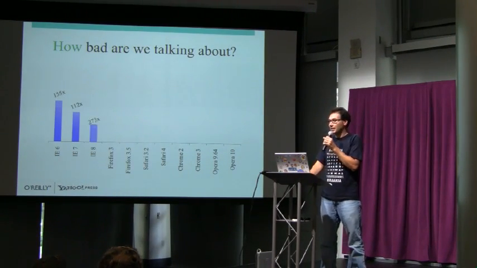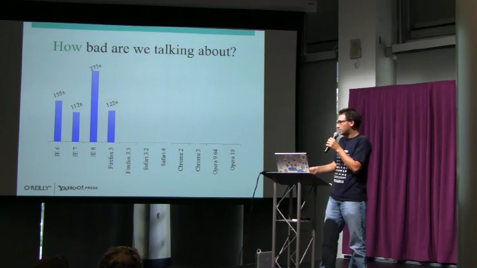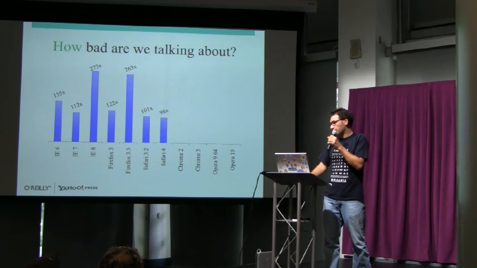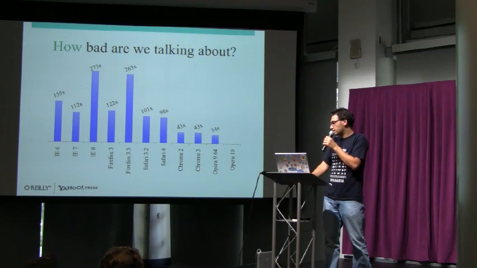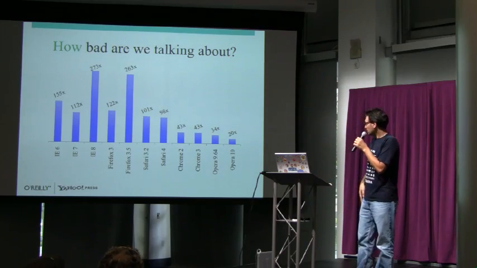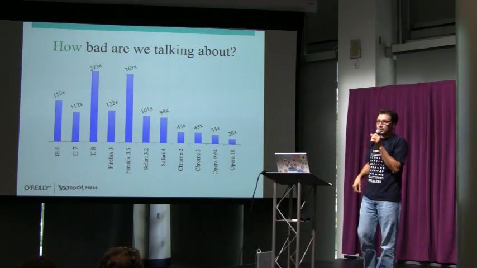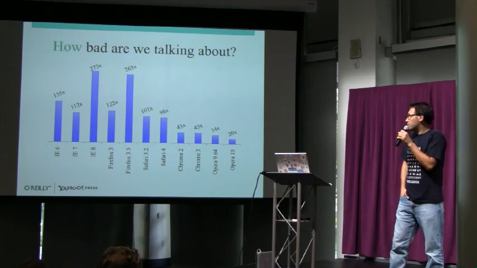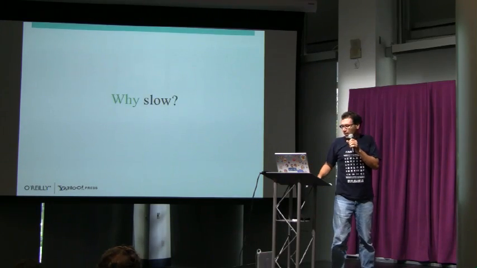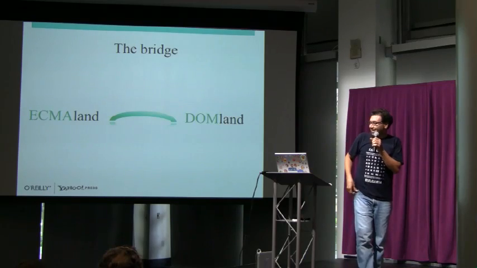So what I wanted to check is whether it is consistent across all the browsers, right? And it turns out that, to one degree or another, that's the story across all the browsers. It's slow everywhere. Even the smallest bar up there is still 20 times slower, right? It's ridiculously slow. So why is that? Why slow?